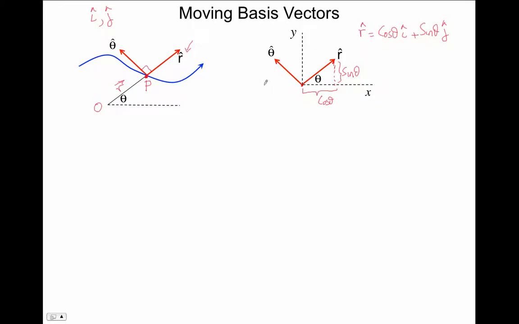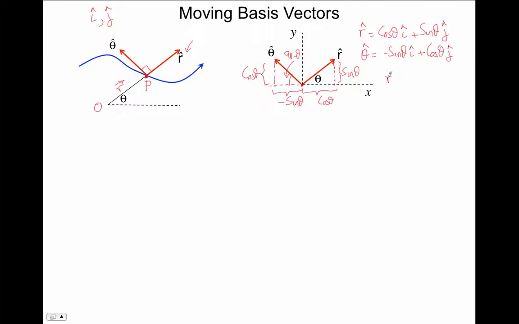Now let's look at the theta vector, and this angle over here is obviously 90 minus theta. So this distance over here is minus sine theta, minus because it's on the other side of the y-axis. Now this length over here will be cosine theta, and so we can write the unit vector theta as minus sine theta into i plus cosine theta into j.